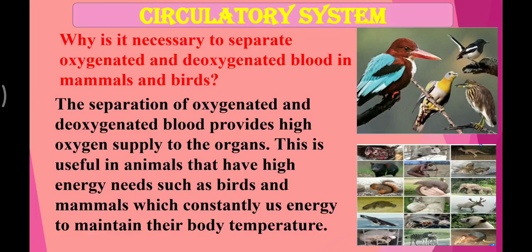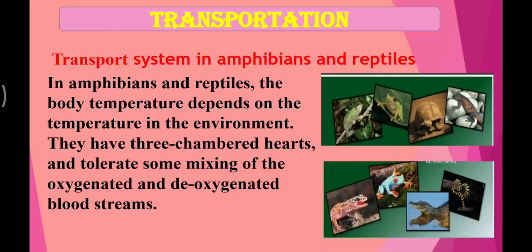Why is it necessary to separate oxygenated and deoxygenated blood in mammals and birds? All of us have four chambers. The separation of oxygenated and deoxygenated blood provides a high oxygen supply to the organs. This is useful in animals that have high energy needs, such as birds and mammals, which constantly use energy to maintain their body temperature. So birds and mammals need this double circulation, and the oxygenated and deoxygenated blood should not mix.